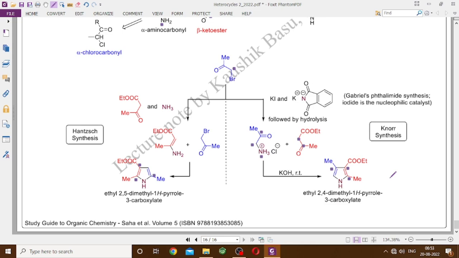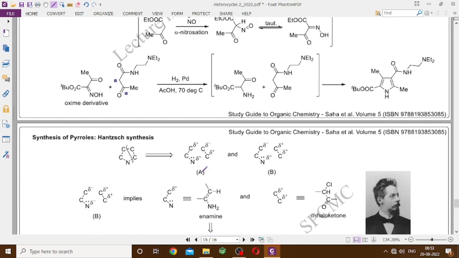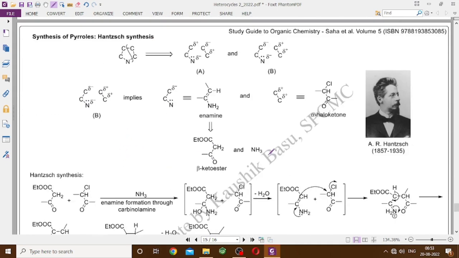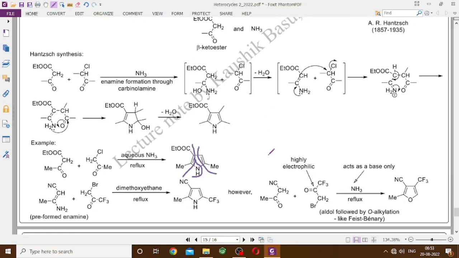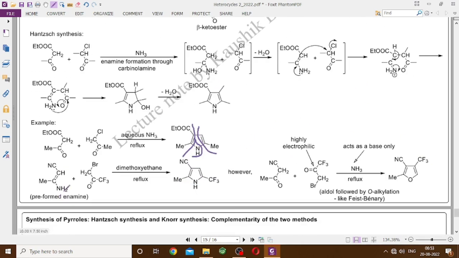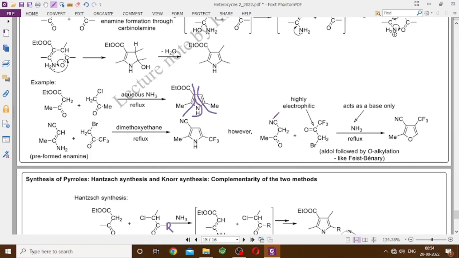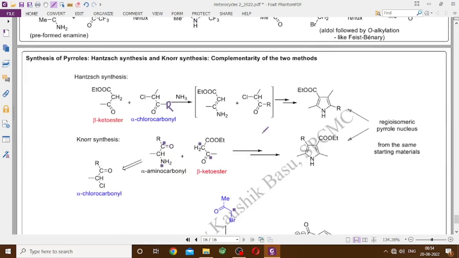Pay particular attention to the skeletal disconnection, this type of thing. People always keep asking questions from this, and they can give you a specific target molecule and ask you specifically to prepare this from ethyl acetoacetate or prepare this using acetylacetone, etc. Or they will simply tell you that I have this thing, you need to prepare this, and you can do that by using the Hantzsch method or the Paal-Knorr method or the Knorr method, etc.